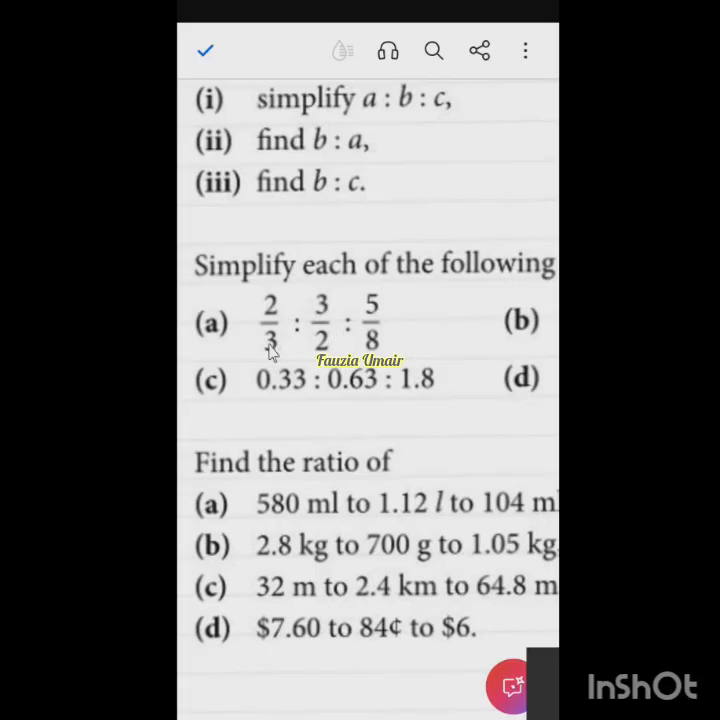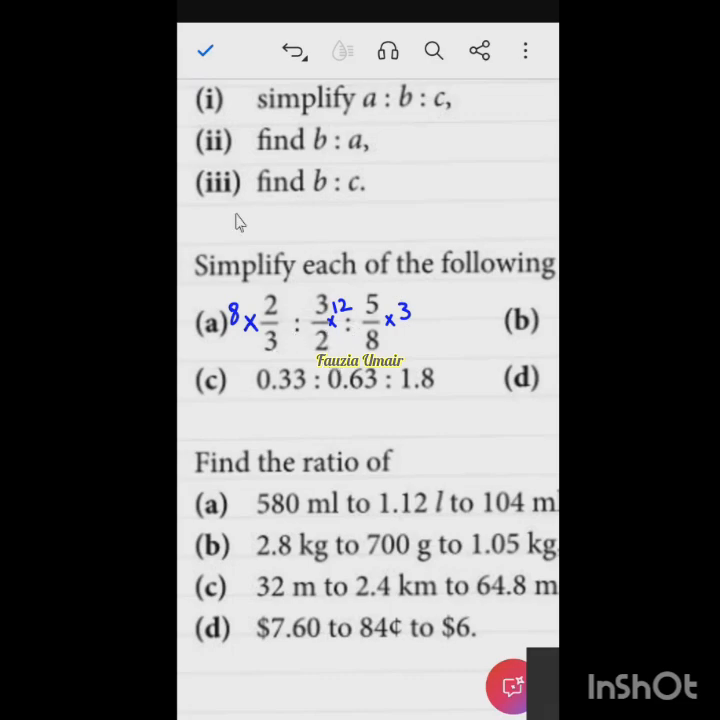समझ रहे? हमने इन सबको क्या बनाना है? 24. So we will multiply this fraction with... 3 को किससे multiply करें कि 24 बन जाए? With 8. इसको किससे, 2 को किससे multiply करें कि 24 बन जाए? With 12. And इसको किससे multiply करेंगे? With 3.